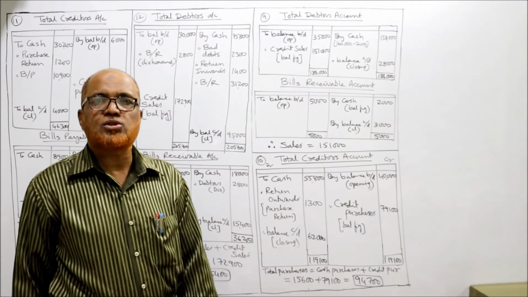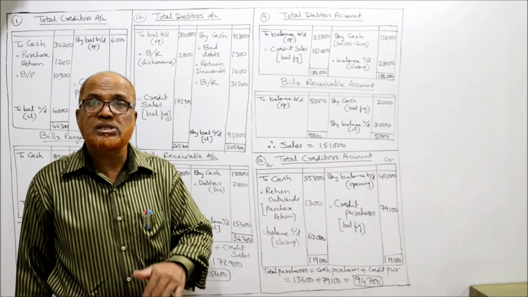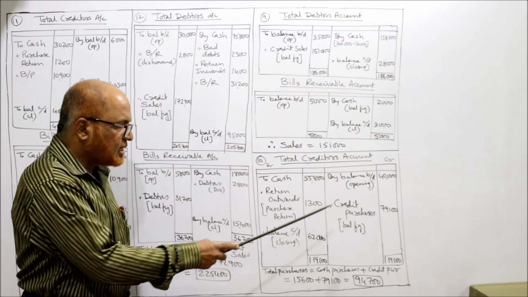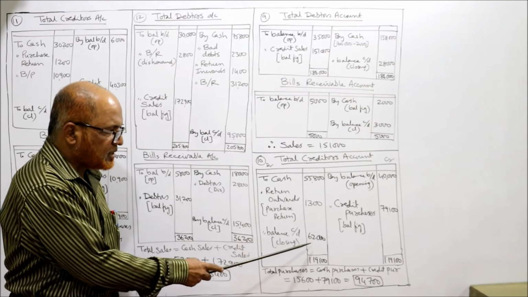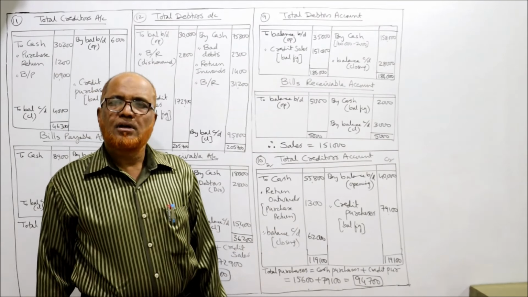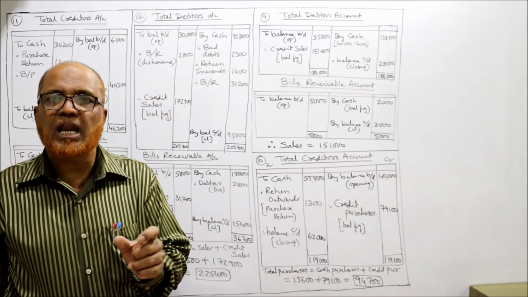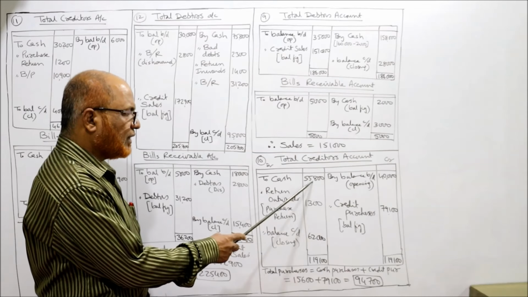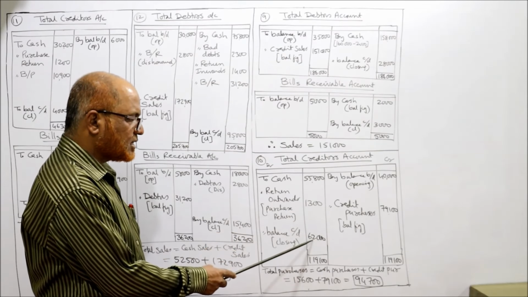Next item, creditors on 31st Jan, closing creditors. When we have taken opening creditors on the credit side, closing creditors will be taken on the debit side, 62,000. That's all. We have taken all the items. Now we have to find out how much are the credit purchases. Take the total on the debit side: 55,800 plus 1,300 plus 62,000.